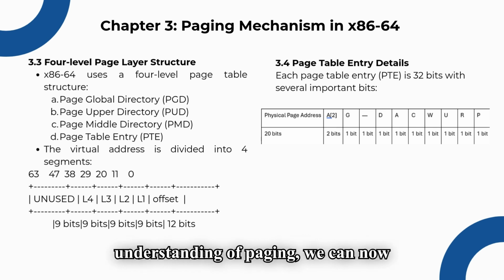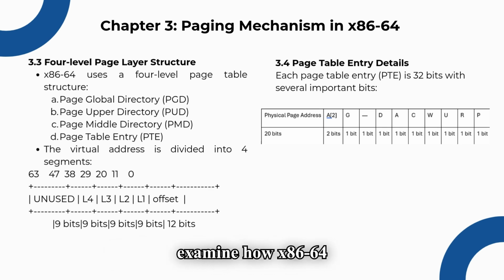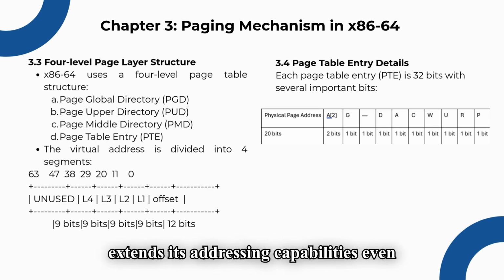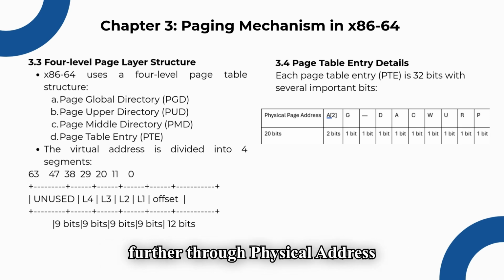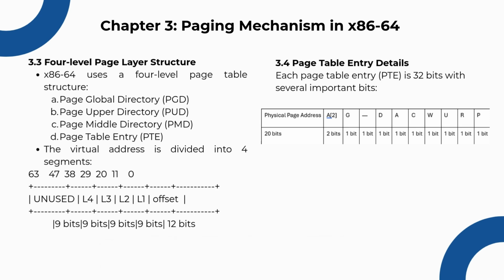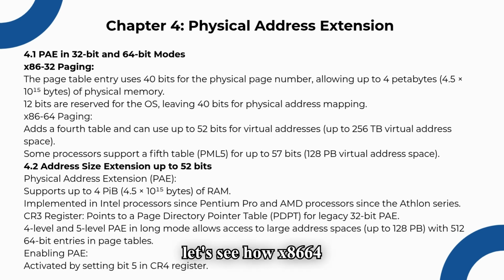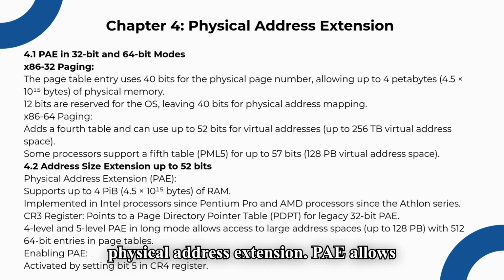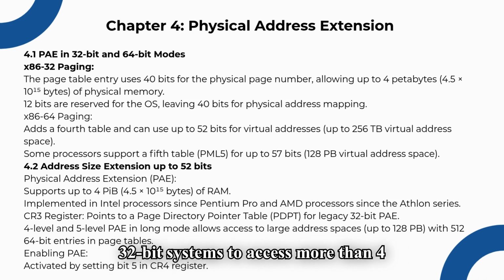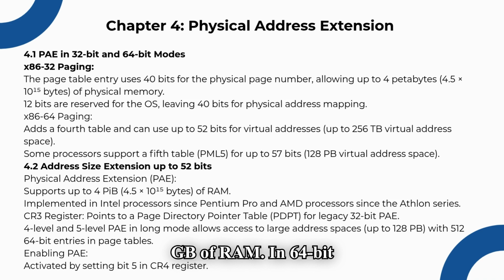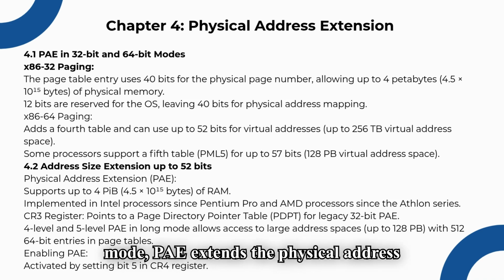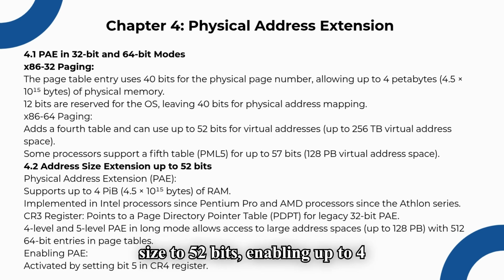With a solid understanding of paging, we can now examine how x86-64 extends its addressing capabilities even further through physical address extension, or PAE. Having explored the paging mechanism, let's see how x86-64 overcomes traditional memory limits with physical address extension. PAE, physical address extension, allows 32-bit systems to access more than 4 GB of RAM. In 64-bit mode, PAE extends the physical address size to 52 bits, enabling up to 4 PB of RAM.